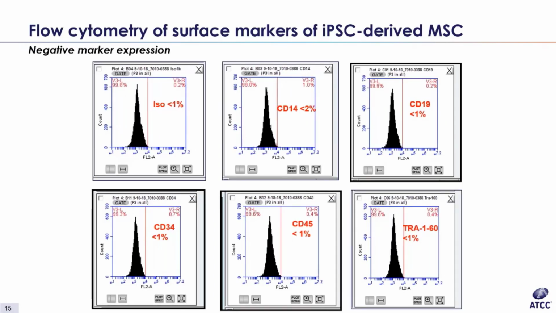In order to further characterize that over 95% of the initial starting material differentiate into MSCs and not any other cell type, our release testing includes MSC negative surface markers. And here I'm showing you that. Very low expression of CD14, CD19, CD34, CD45, and TRA160. By the way, this information is also provided in the lot-specific C of A.